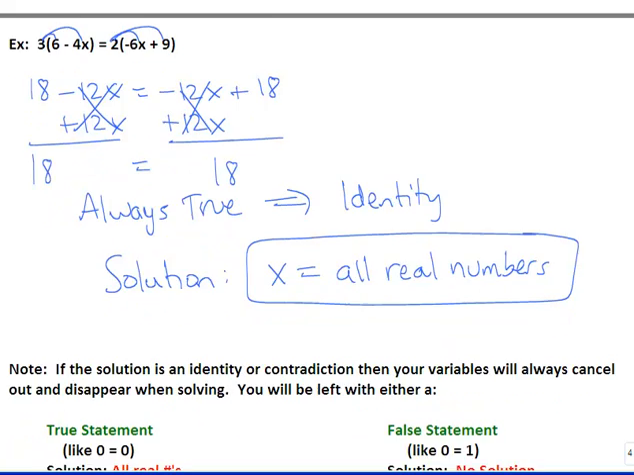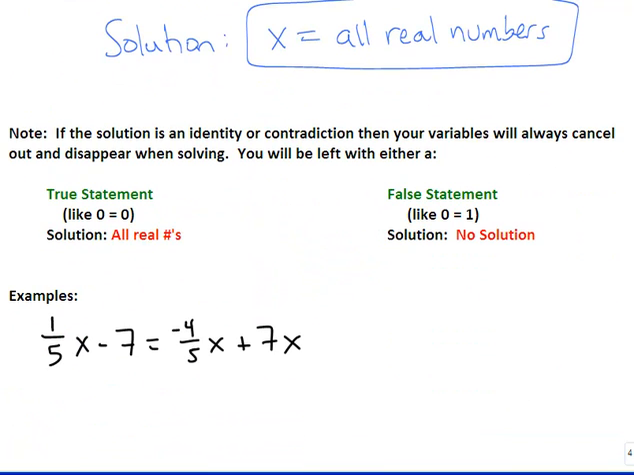Okay, so to summarize here, if when you're solving an equation your variables cancel out and disappear, then you will either be left with a true statement, like 0 equals 0, or a false statement, like 0 equals 1. If you have a true statement, then your solution is going to be all real numbers. If you end up with a false statement, your solution is going to be no solution. So look out for those special cases when your variables disappear.